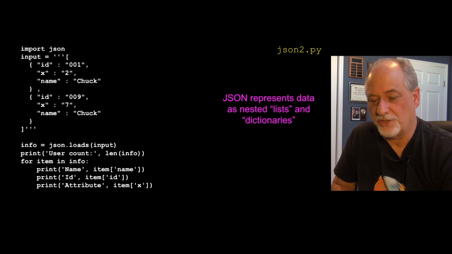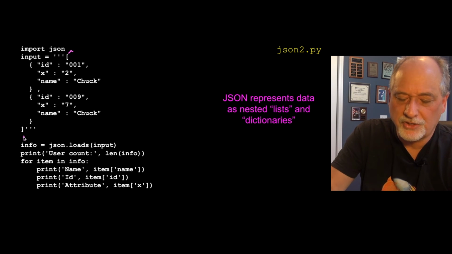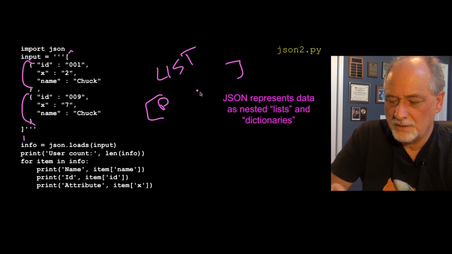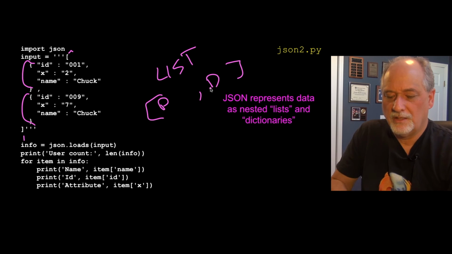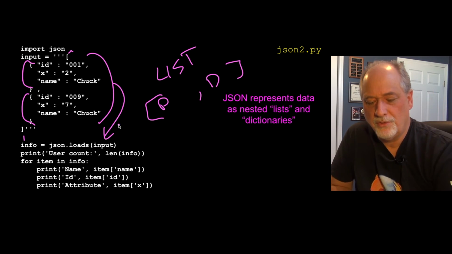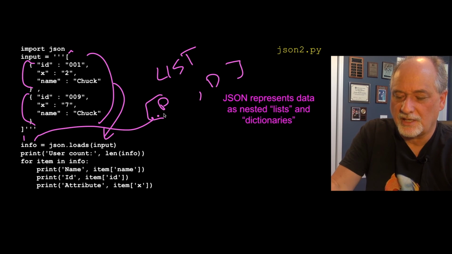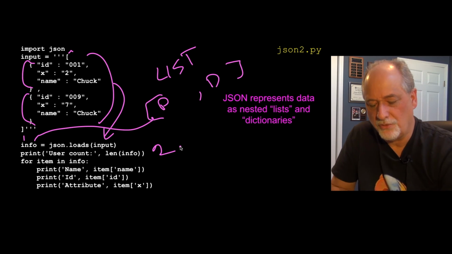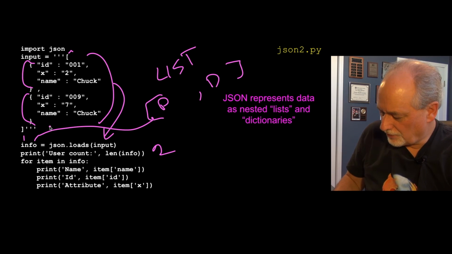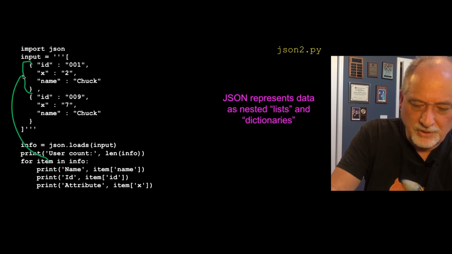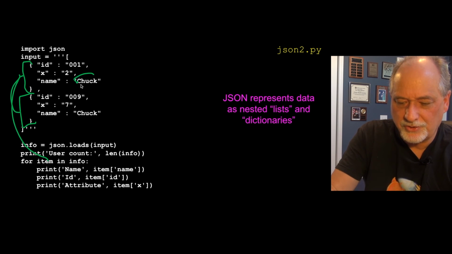This is a little more complex version where the outer element is a square bracket, which means it's going to be a list. And so we have a list of two things, so this is a list of two dictionaries. Again, we take this string and use the JSON parser to read it and give us back, in this case, info as a list. It's got two items. We're going to iterate through. Item is first going to be this, and then it's going to iterate to the next. It's going to print out item sub name, which is going to print out Chuck, and item sub id, which is going to print out 001.